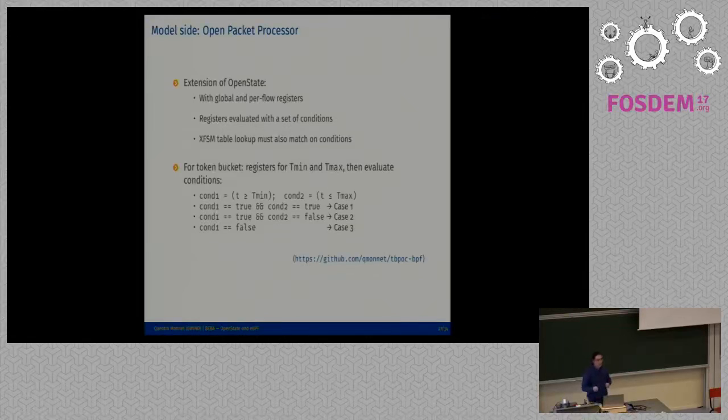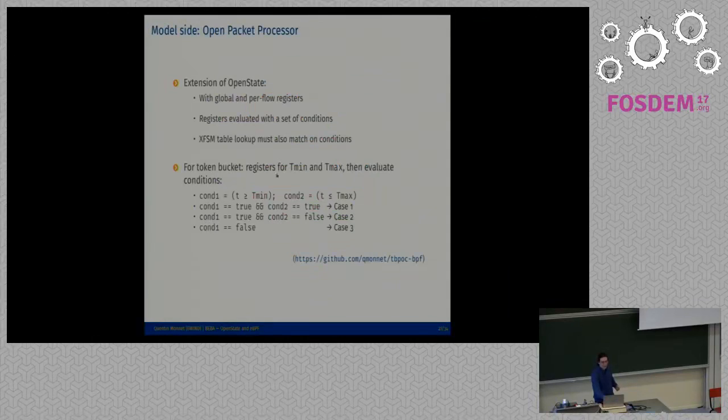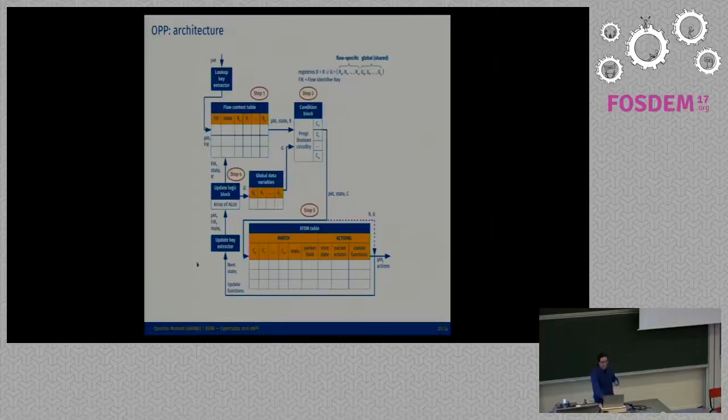So we also need more things on the building side. We have to use the extension of OpenState. It's called Open Packet Processor. So it's an extension. We will use everything from OpenState plus global and per-flow registers, which are like variables. And these registers are evaluated with a set of conditions. The results of those conditions will be used for the match in the XFSM lookup. For the token bucket, we have two registers, tmin and tmax, that correspond to those values here and there that define the boundaries of the time window at every moment. So we can have conditions with those variables, and we can evaluate those conditions, and depending on the result, true or false, we will match or not in the XFSM table.